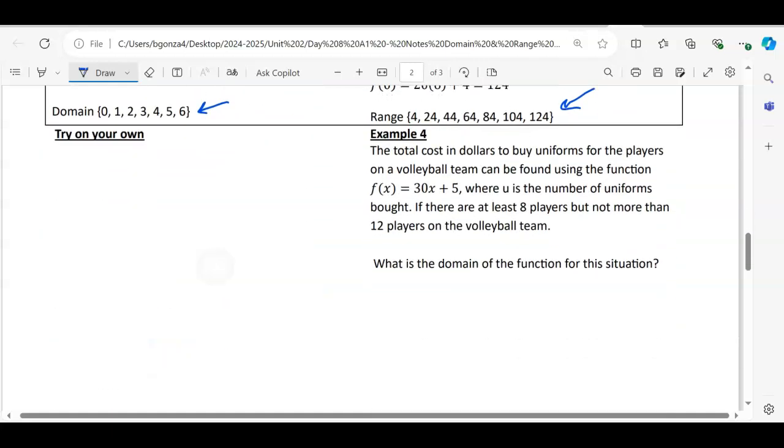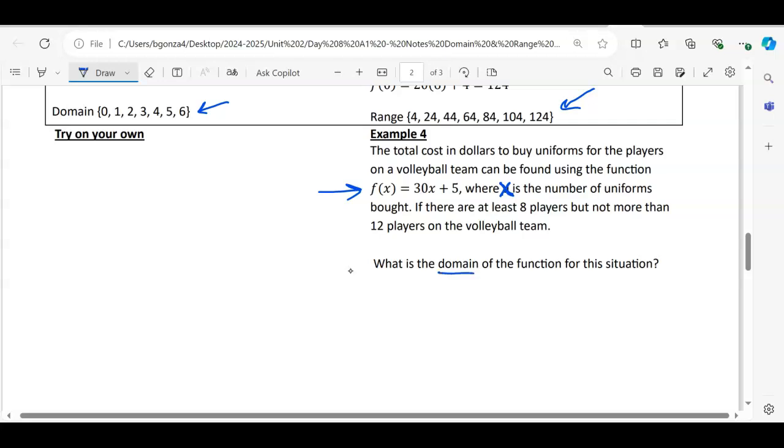Here we go. Example 4. What are we going to do first? Read. Let's read. The total cost in dollars to buy uniforms for the players on a volleyball team can be found using the function. Hey, here's step 1. I found the equation. There it is. An Easter egg. Okay. So f of x equals 30x plus 5. Go ahead and put an x here. This is not supposed to say u. It's supposed to say x. Okay? Where x is the number of uniforms bought if there are at least 8 players, but no more than 12 players on the volleyball team. What is the domain of the function?